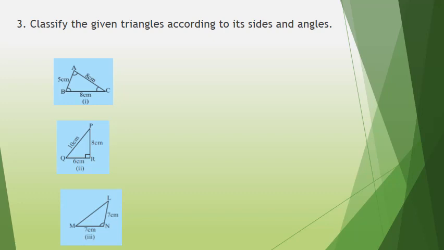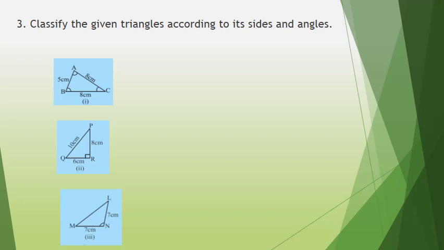Now, what about on the basis of angles? What is the name of this triangle PQR? Yes, here angle R is 90 degrees. Hence, it is called a right angled triangle.